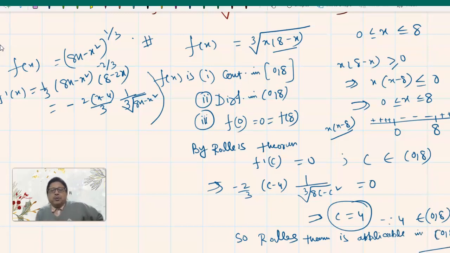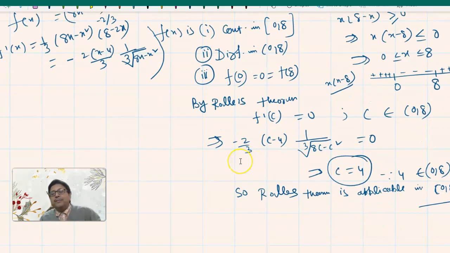Okay, you can use Rolle's theorem in (0, 8) because it was continuous and it was differentiable. There is a horizontal chord because f(0) equals f(8), and there is a point c where the derivative must vanish. That point c is 4 and it lies between 0 and 8. So Rolle's theorem is applicable for this function in the interval (0, 8).